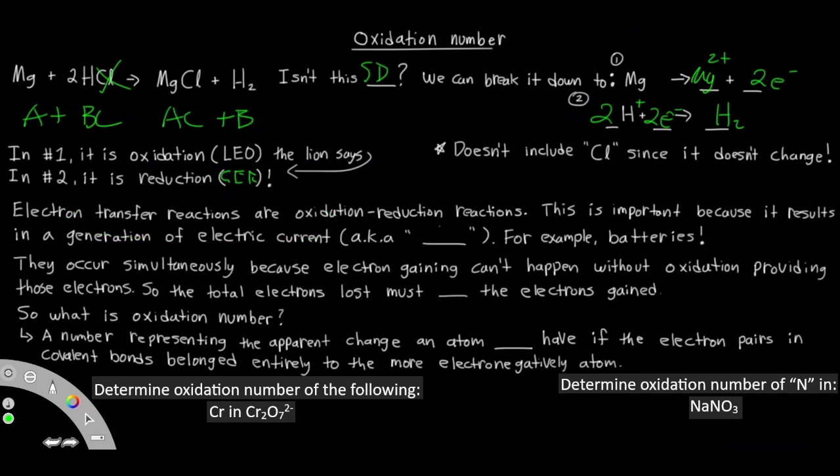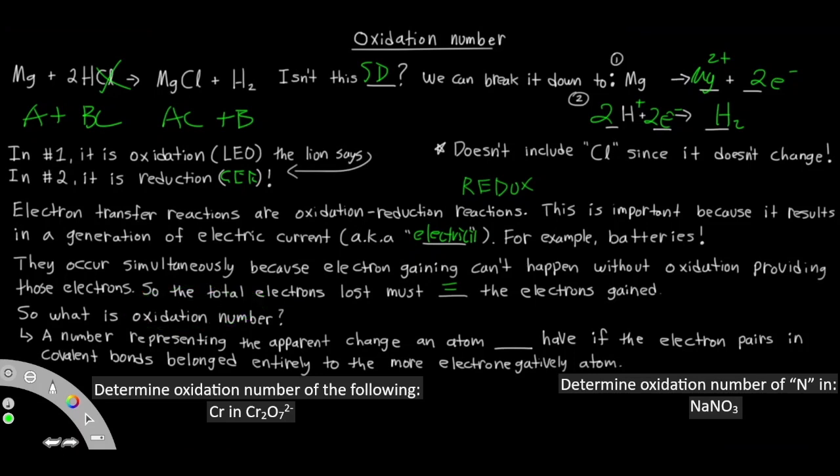Electron transfer reactions are oxidation-reduction reactions, also known as redox. This is important because it results in generating electric current, also known as electricity, like in batteries. So they occur simultaneously because electron gaining can't happen without oxidation providing those electrons. The total amount of electrons lost must equal the amount of electrons gained. Okay, it goes vice versa, tit for tat.